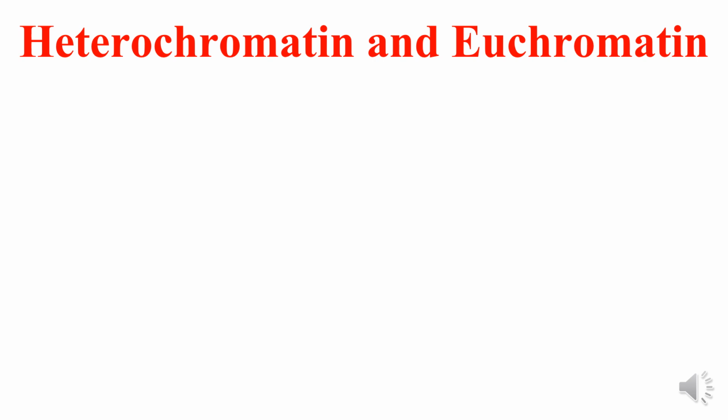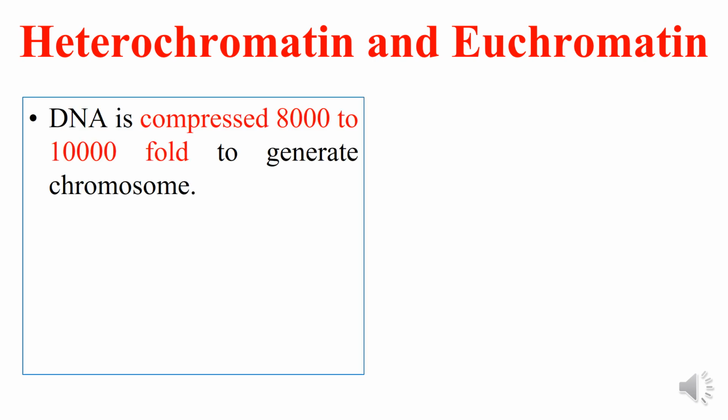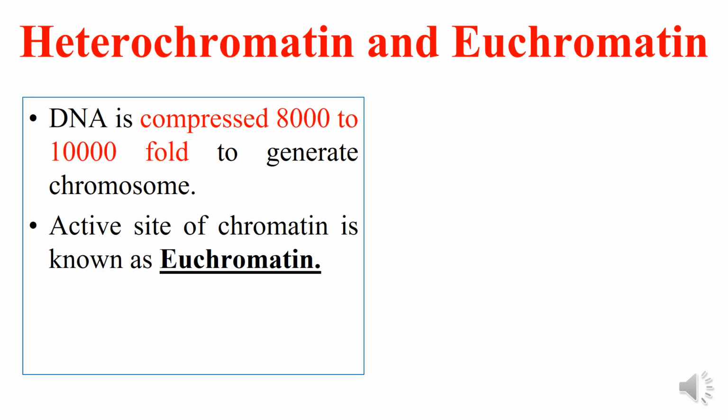Heterochromatin and euchromatin. So let's see what these are now that we have understood that the DNA compacts and fits into the nucleus. You will see that the DNA is compressed 8,000 to 10,000 fold to generate the chromosome. The active site of this chromatin that is present in the nucleus is known as euchromatin, and this euchromatin is undergoing transcription or it's preparing to undergo transcription. That is why it is known as the active site.